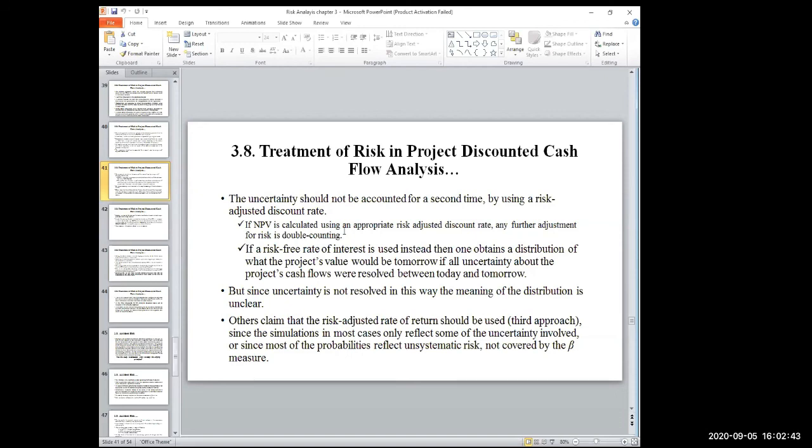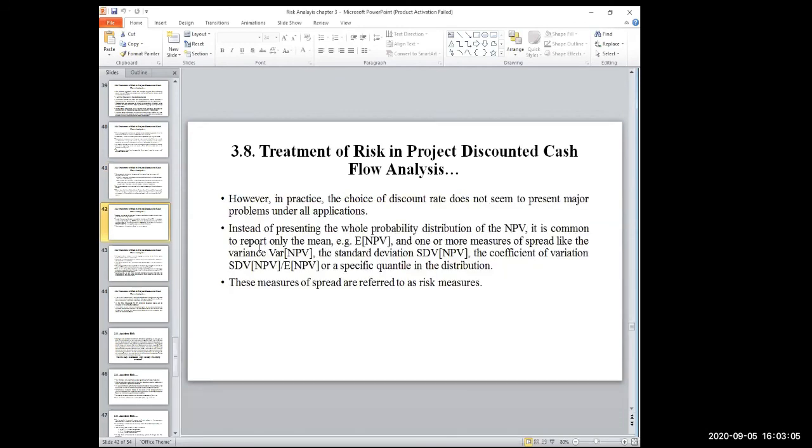So if the risk-free rate of interest is used instead, then one obtains the distribution of what the project value will be tomorrow, if all uncertainties about the project cash flow were resolved between today and tomorrow.